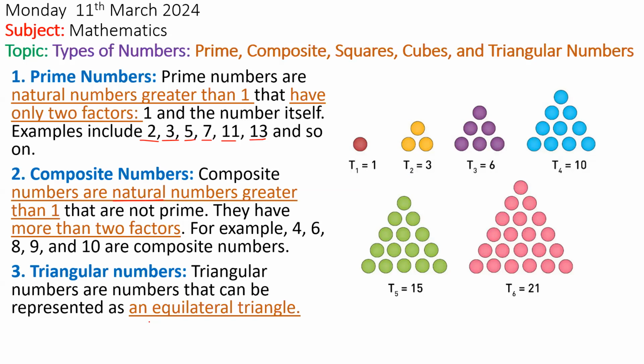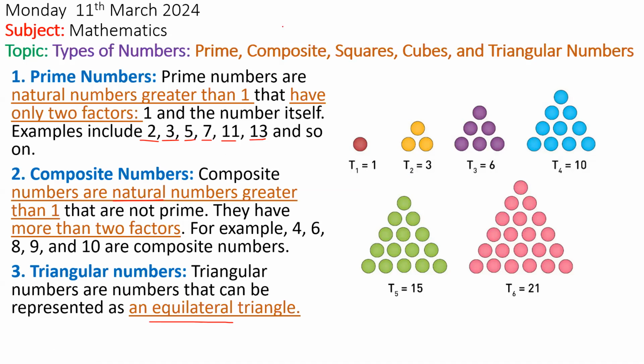So triangular numbers are numbers that can be represented as an equilateral triangle. And when we say equilateral, what do we mean? All the sides are equal. Very good, all the sides are equal.